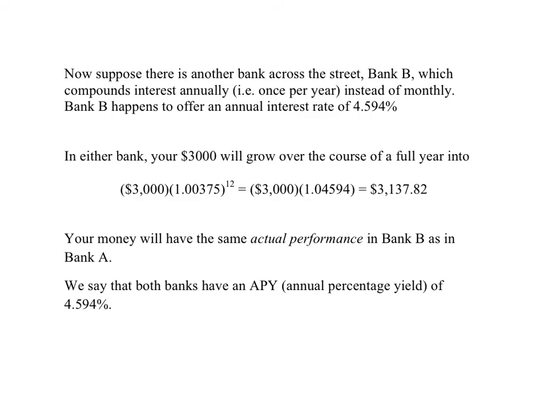Either way, your $3,000 invested will grow over 1 year into $3,137.82. Your money will have exactly the same actual performance in Bank B as it does in Bank A. So we say that both banks have an APY, an annual percentage yield, of 4.594%.